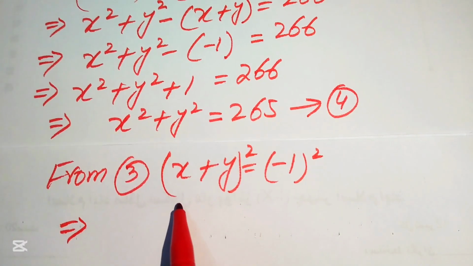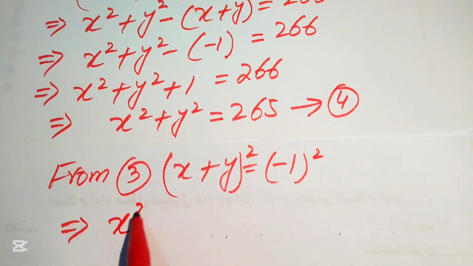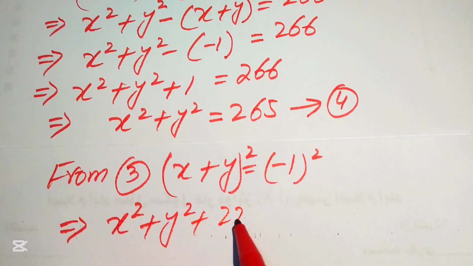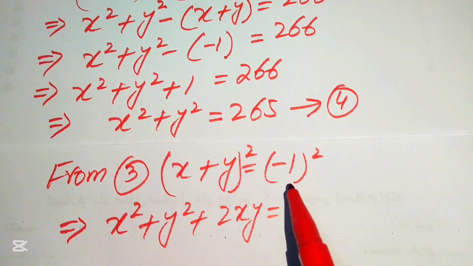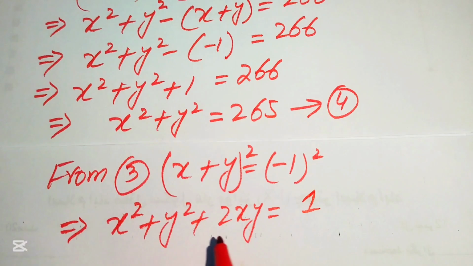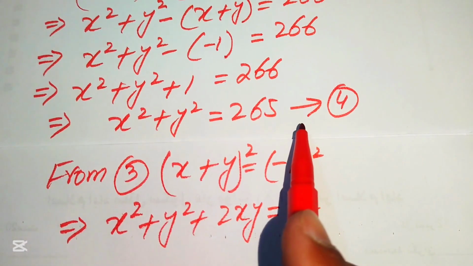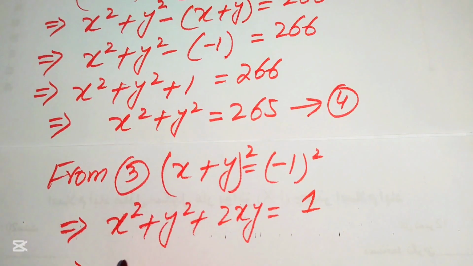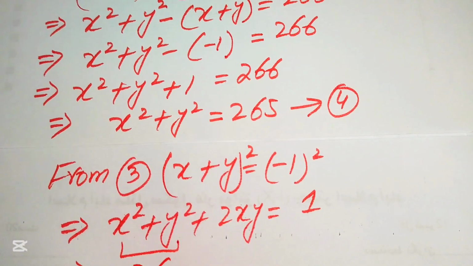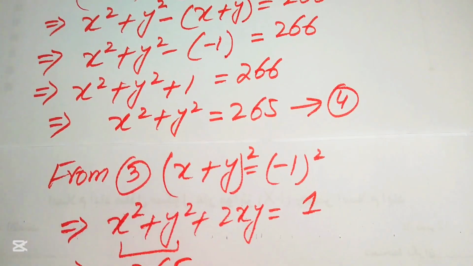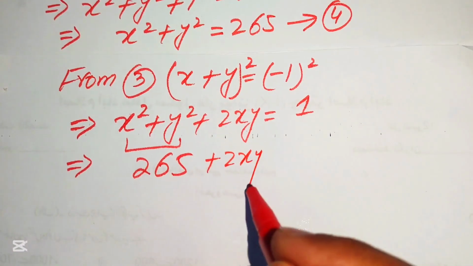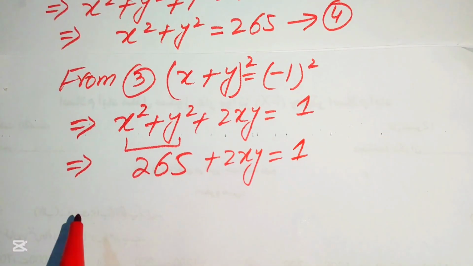We apply the algebraic formula on the left-hand side and write it as x² + y² + 2xy = (-1)² = 1. Here we use equation number 4, so we have the value of x² + y² as 265. So this equals 265 + 2xy = 1 only.